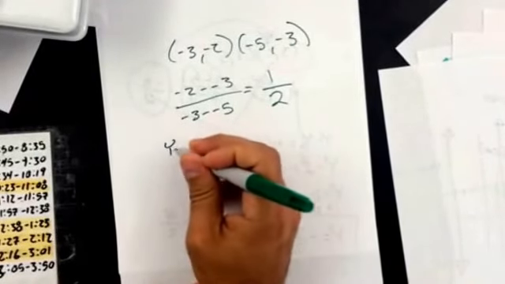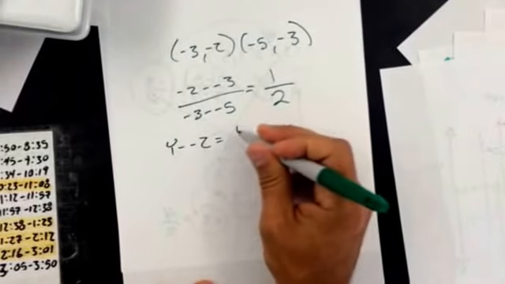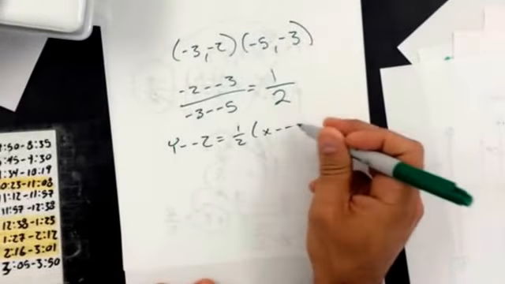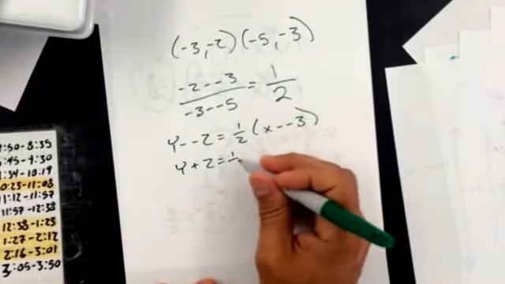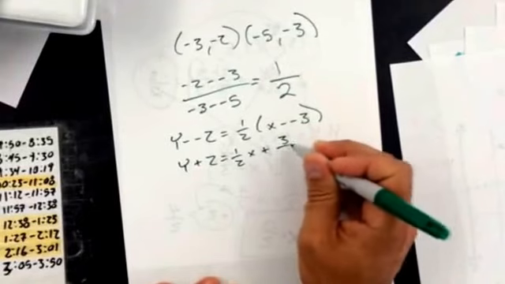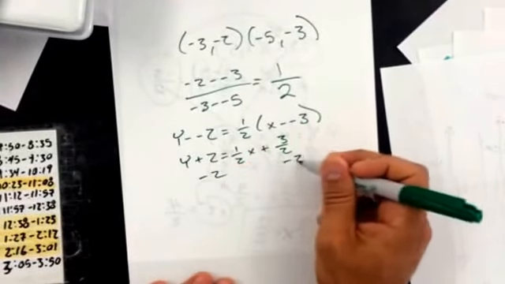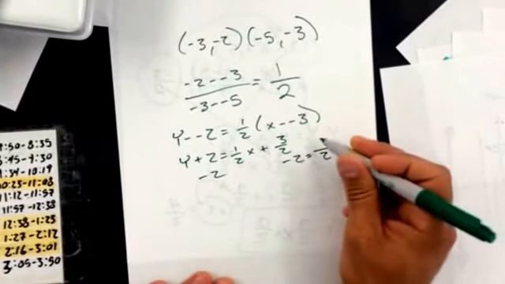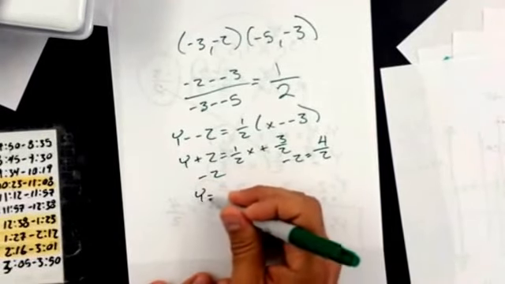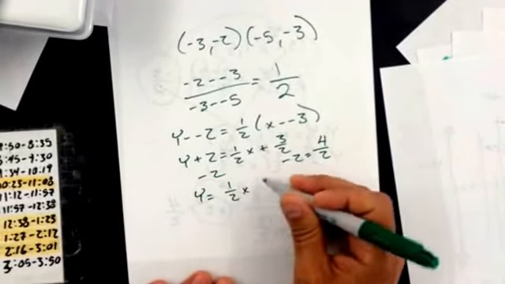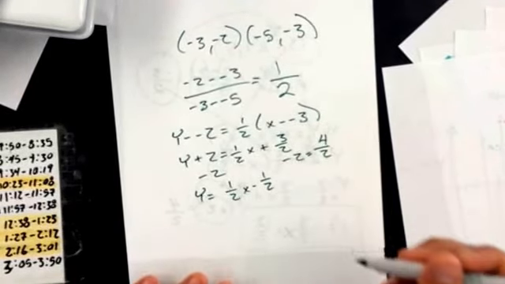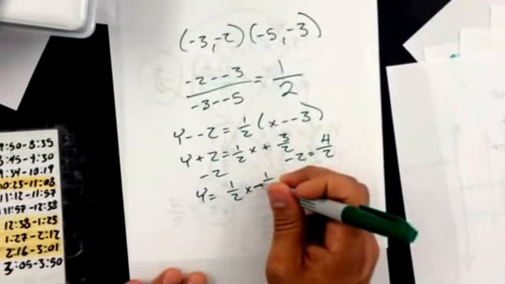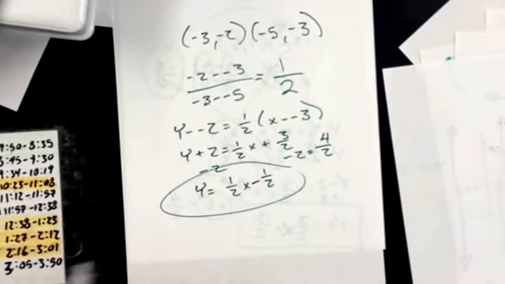Now I'm going to go back to the point slope form. Y minus negative 2 equals 1/2 times x minus negative 3. Y plus 2 equals, distribute, 1/2 x plus 3 over 2. Now I'm going to subtract 2. I need this to be a fraction over 2, which is 4. So y equals 1/2 x. Am I subtracting? Yeah, I'm subtracting. Minus 1/2. 3 over 2 minus 4 over 2 is negative 1 over 2. And that's the equation of my line in slope-intercept form.